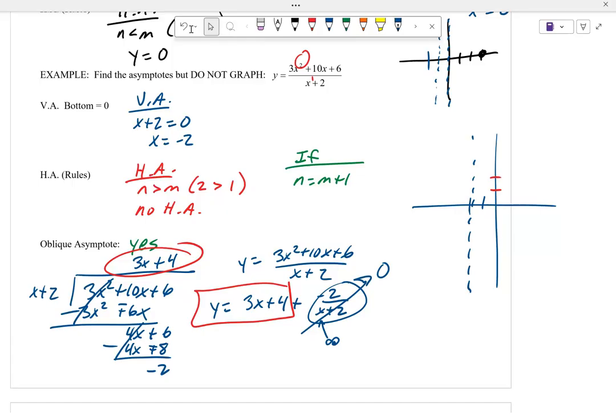Well, if I was graphing y equals 3x plus 4, I've got a y-intercept of 4 and a slope of up 3, right 1, up 3, right 1, and so on. And so this red line is my oblique asymptote. So as x gets increasingly large, the function will approach that slanted line y equals 3x plus 4.